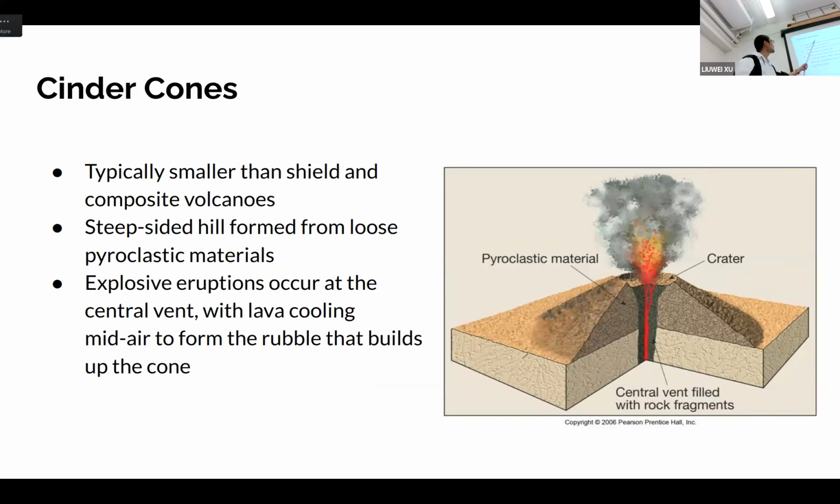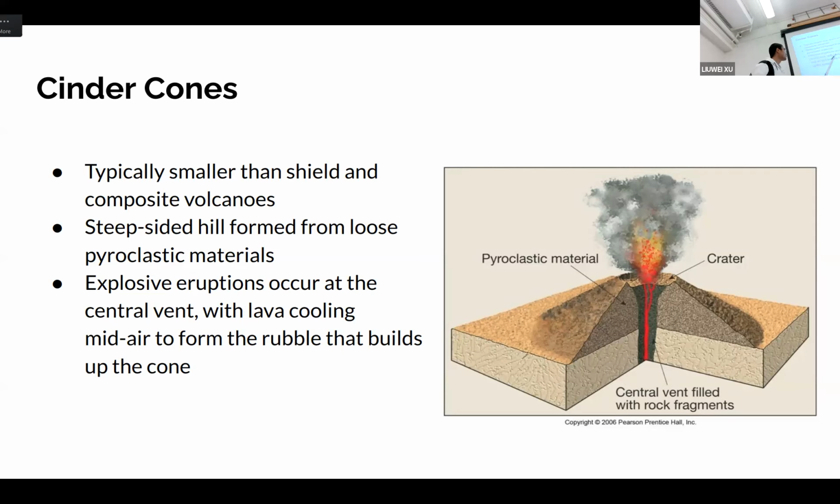Next one is cinder cones. Cinder cones are typically smaller than the shield and the composite volcanoes. The volcano slopes are also steep, but it's formed from loose pyroclastic materials. So the volcano materials are very loose.